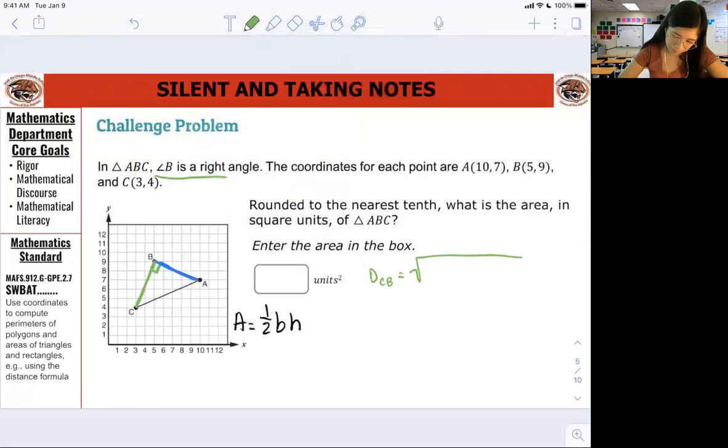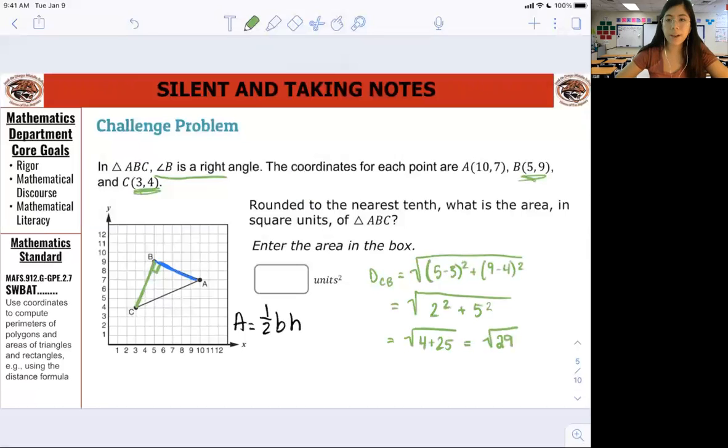For CB, all the information's up here, so you can just look at that. For CB, we get 5 minus 3 squared plus 9 minus 4 squared. 5 minus 3 is 2, so I got 2 squared. 9 minus 4 is 5, so I got 5 squared. That's going to be 4 plus 25. 4 plus 25 is 29. Questions on the distance for CB?